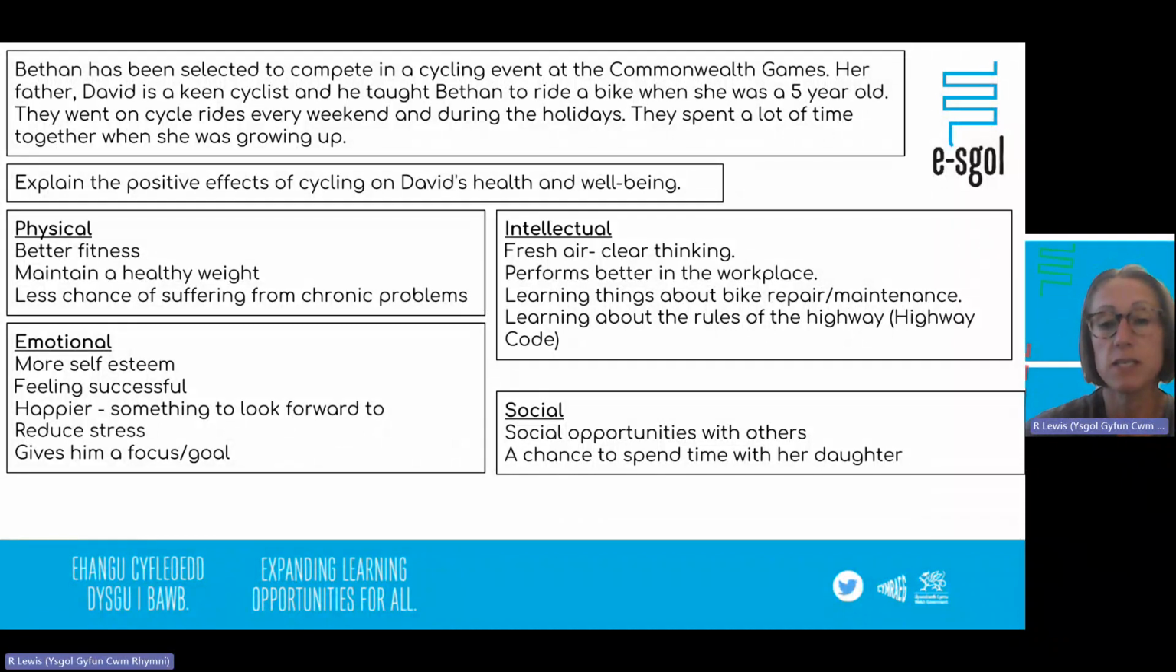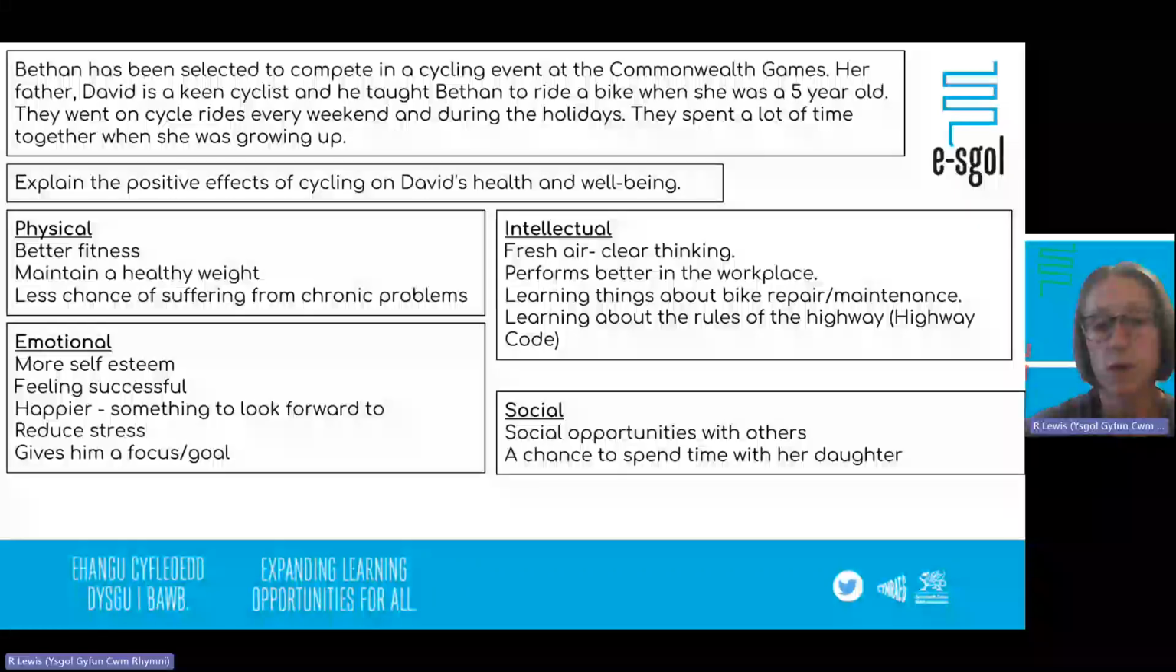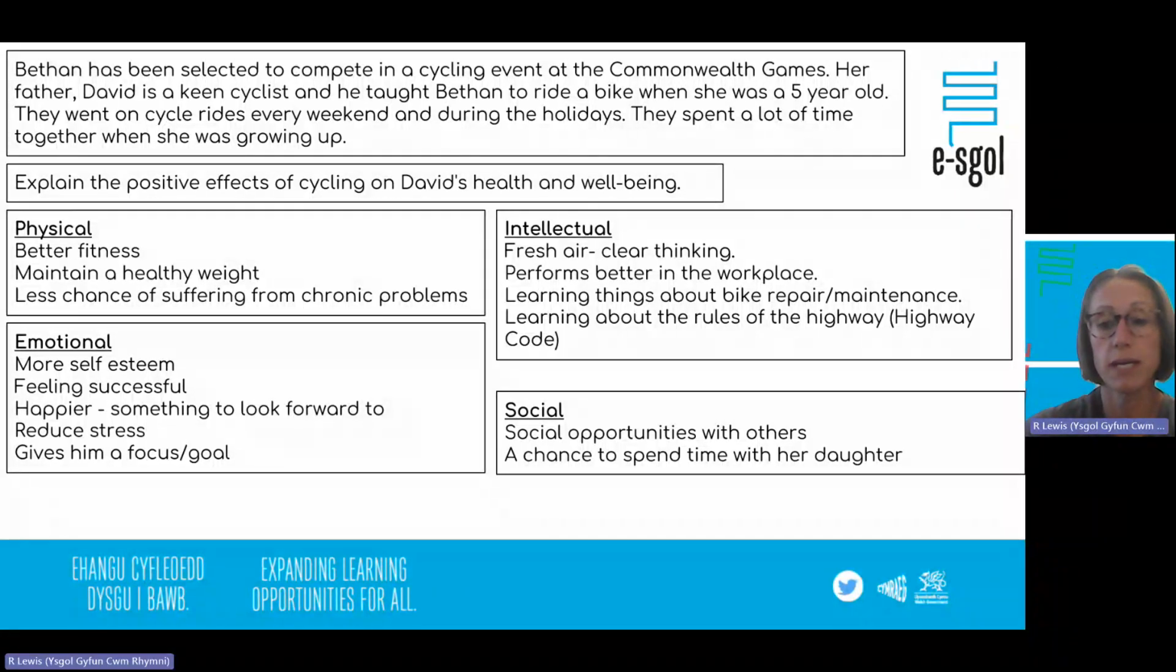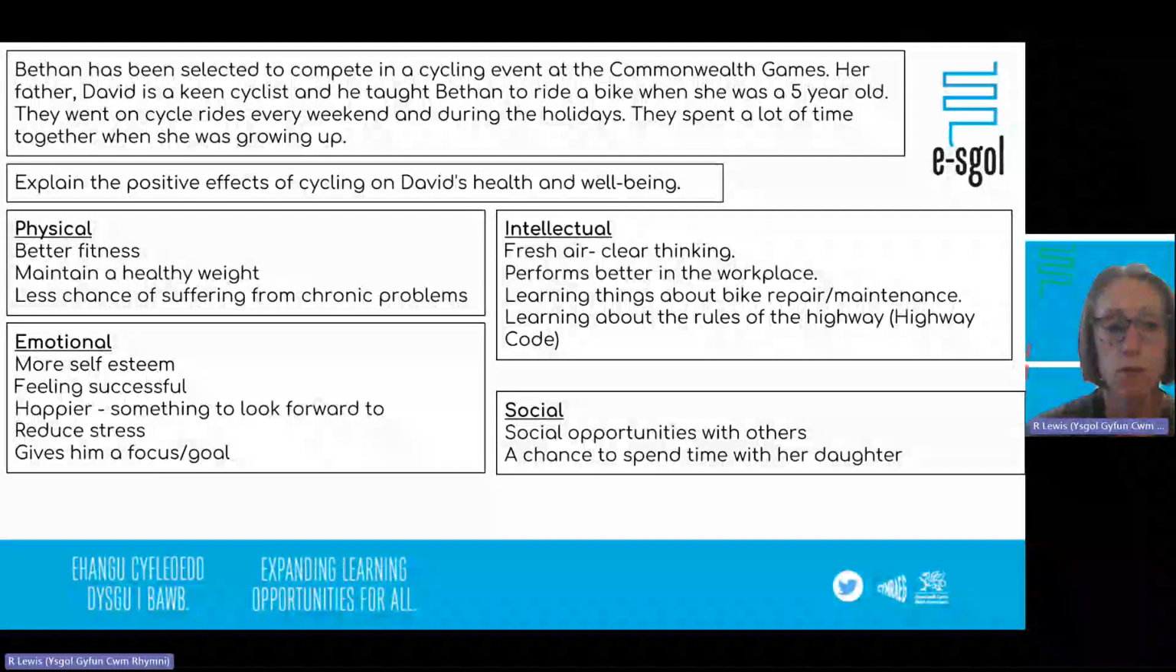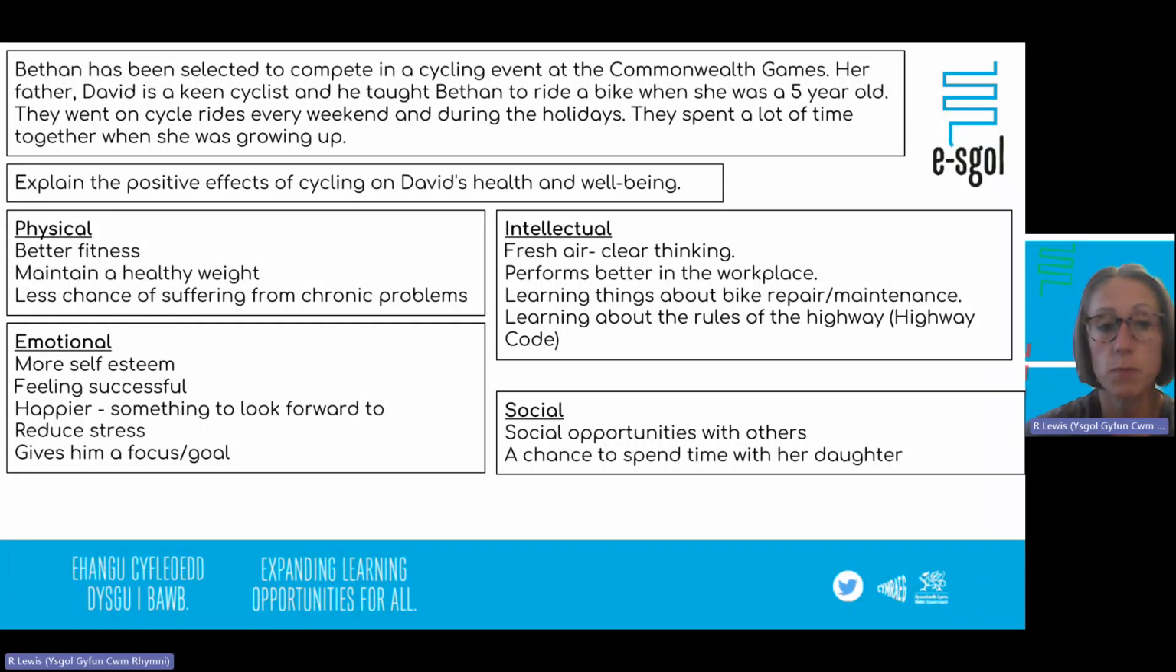So maybe he has better self-esteem because he's more confident with the rules of the highway code. Maybe he's repaired his bike following a puncture, and he feels that he's accomplished something in a positive way. He feels successful. He's happy because he's got something to look forward to, and he knows he's going to spend some quality time with Bethan. It reduces his stress levels and also gives him a different direction and focus or goal in life.